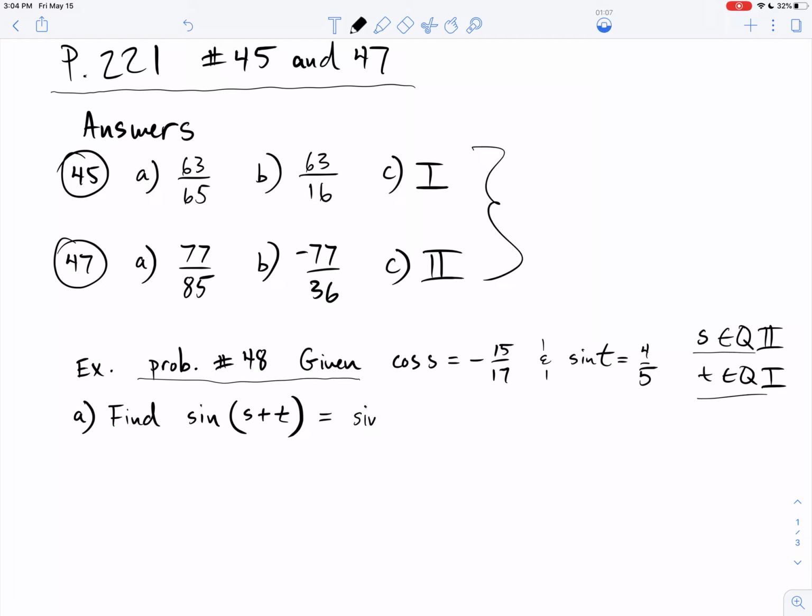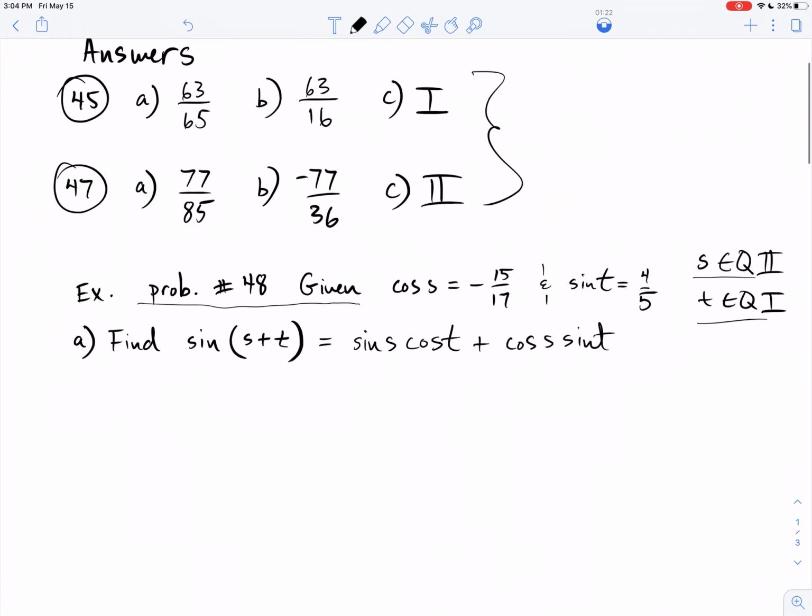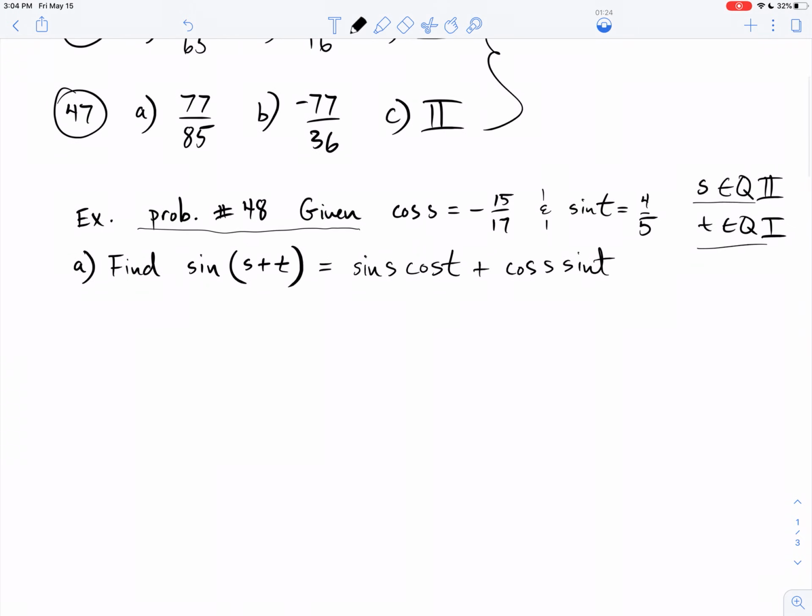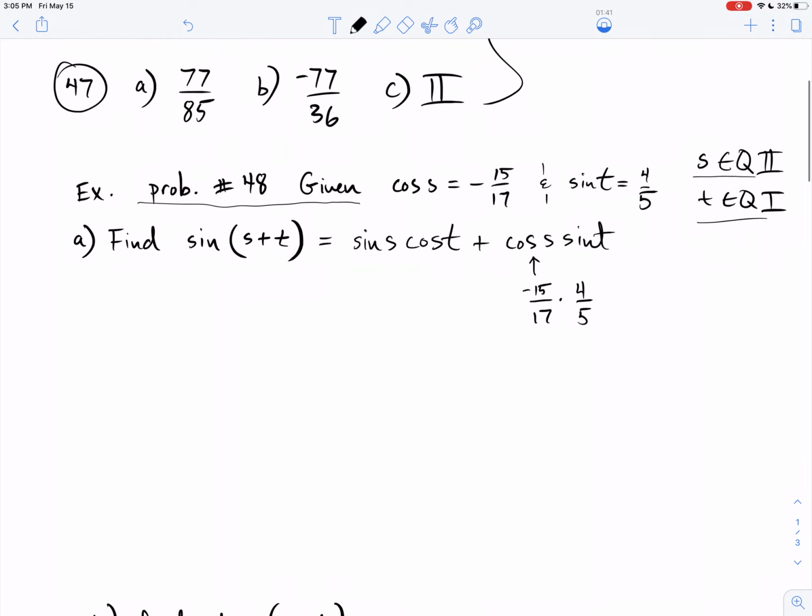So I go sine of S cosine T plus cosine S sine of T. And you'll notice that right away I could fill in the blanks right here. I already know what the cosine of S is. It's negative 15/17. I could multiply that by the sine of T. They already gave me that. Hey, the problem is I don't know what sine of S or cosine of T is. I have to draw reference triangles to get that part of the puzzle.